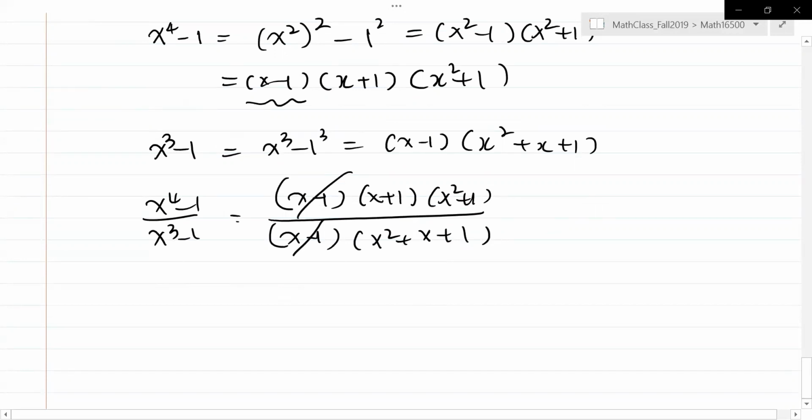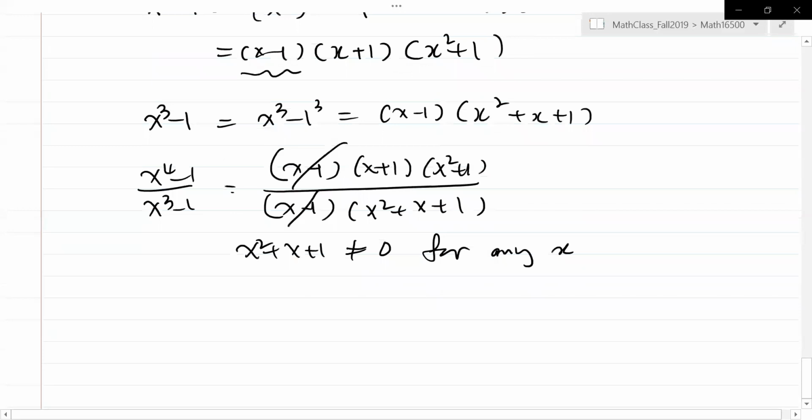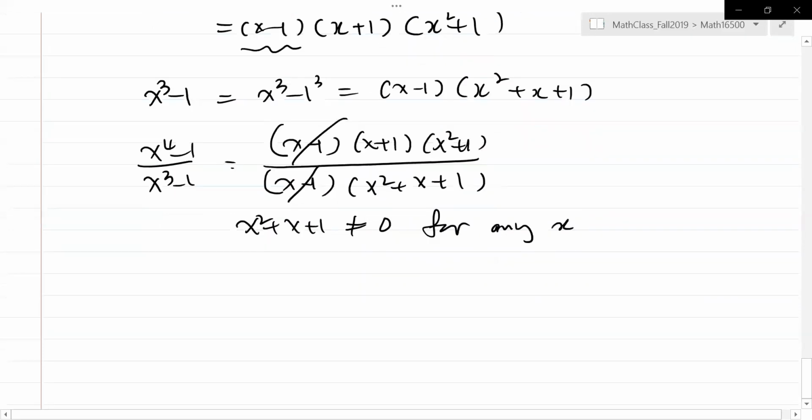Now, look at the new expression. It's a little bit more complicated, but when we plug 1 in for x, the denominator is not going to be 0. So x squared plus x plus 1 is actually never 0 for any x. Who can prove this statement? It's a good exercise.